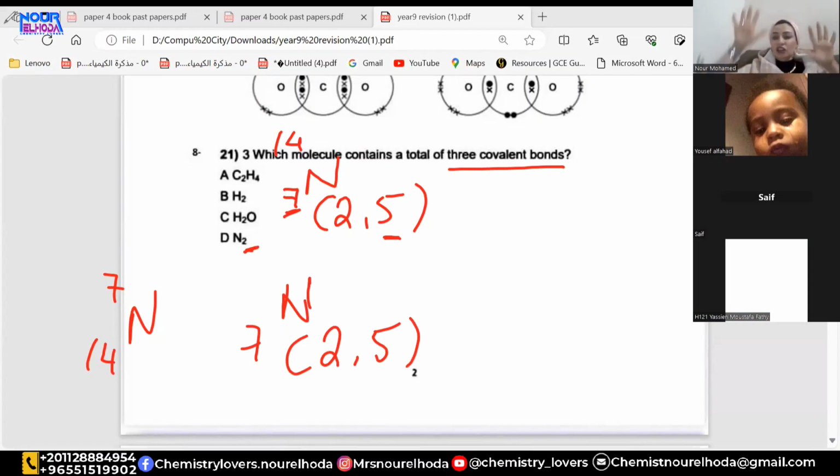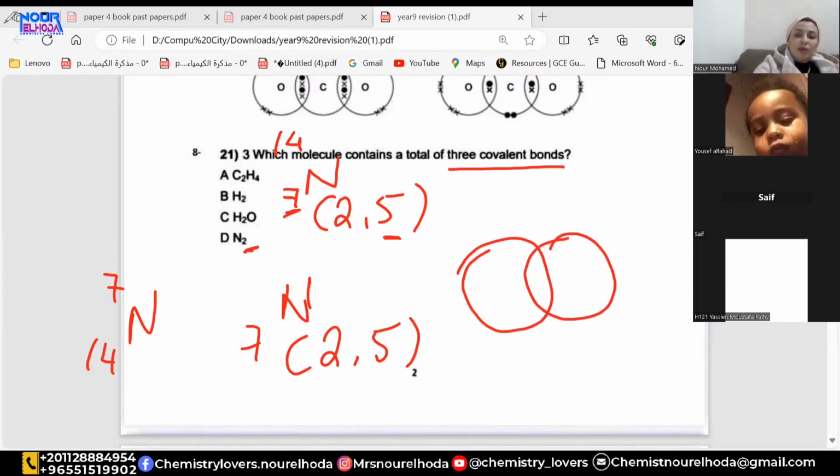Okay, if every nitrogen has 5 electrons in the outer shell, then how many more do I need to be stable? I need 3 more to be stable, because I want to have 8 electrons in the outer shell. So what should I do? I'm going to share by 3. Everyone will share by 3.